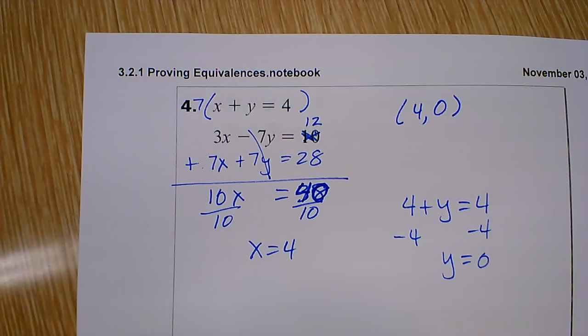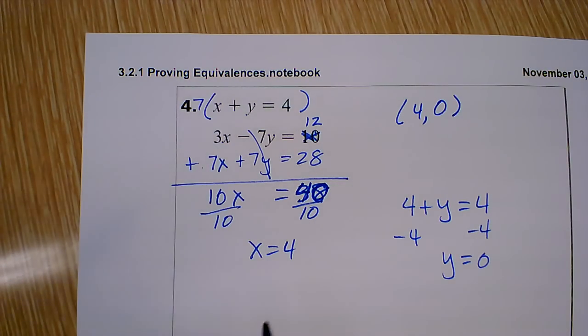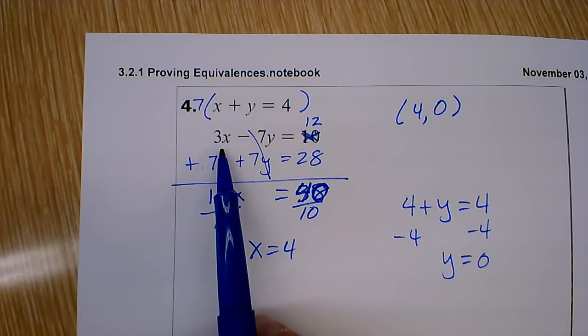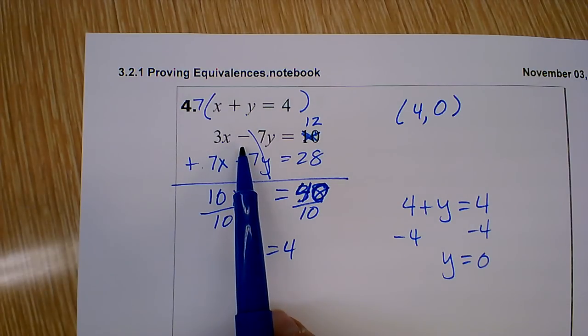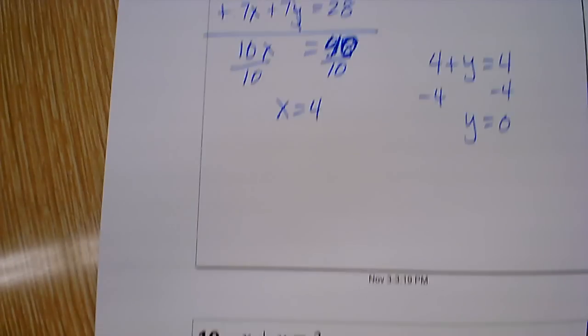And that's okay if y equals 0. We can plug these back in to make sure that works. 4 plus 0 equals 4. 12 minus 0 equals 12. So yes, our solution is 4, 0.